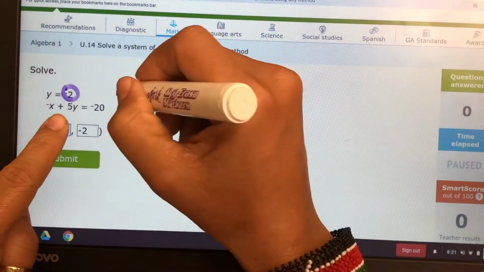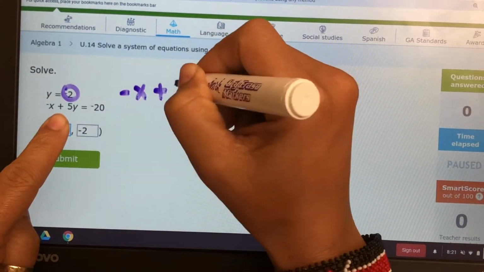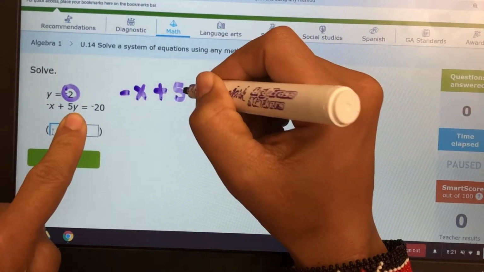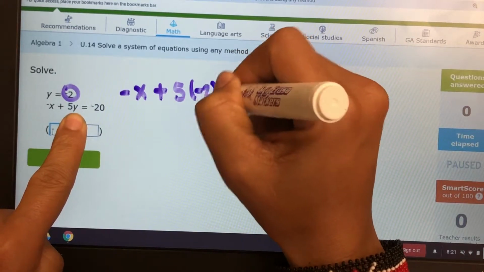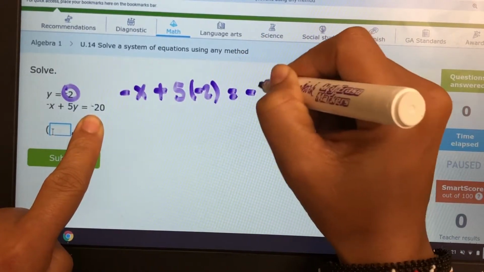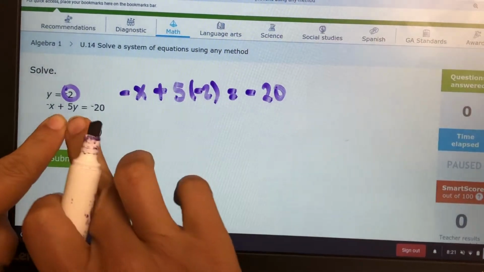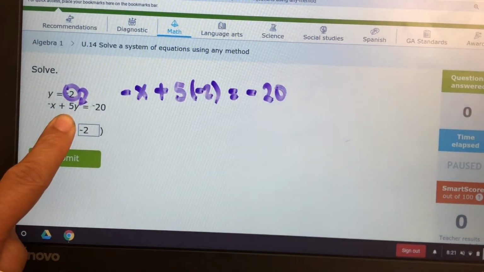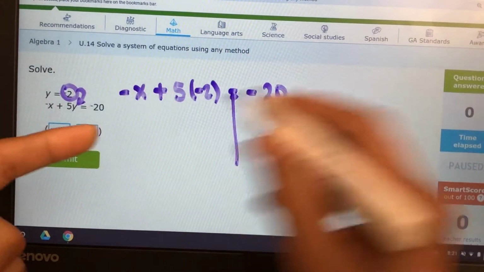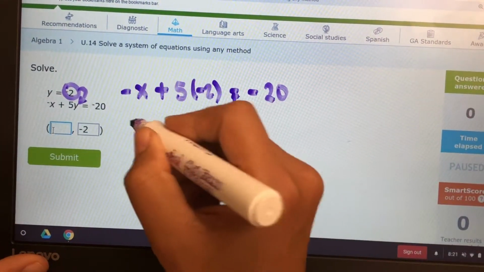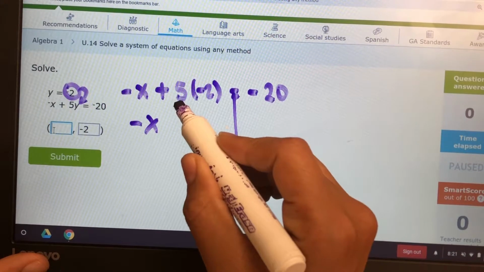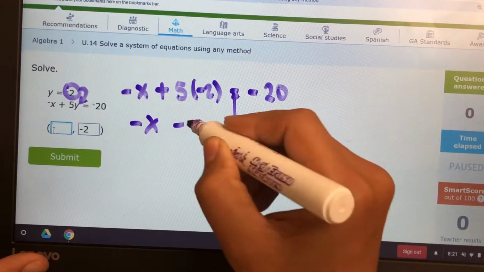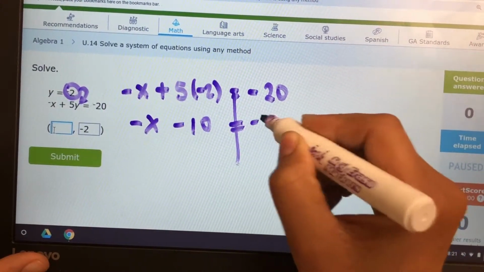So writing this down, I'm going to have -x plus 5, and then I see what? A y. So what am I going to put there? -2 equals -20. So all I did is wherever I saw y, I put in -2. So I put that in right there. Okay, draw my river. Now you're solving this equation. So you've got -x, then you got 5 times -2, which is -10, equals -20.